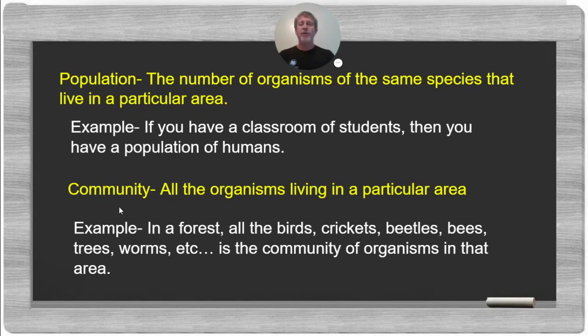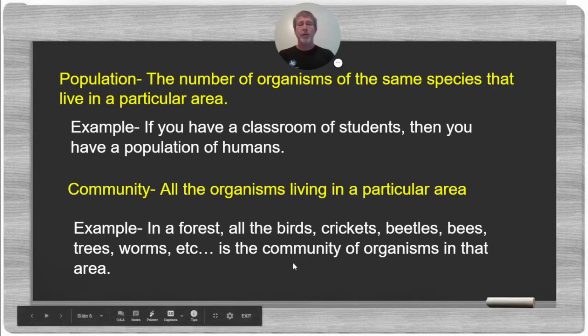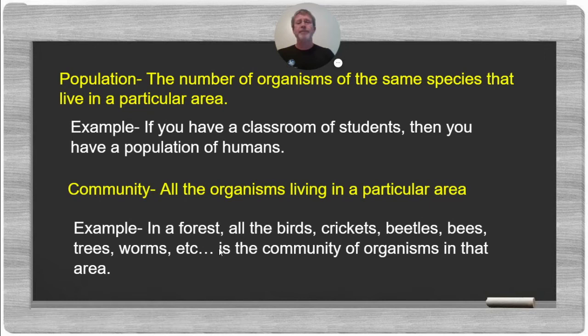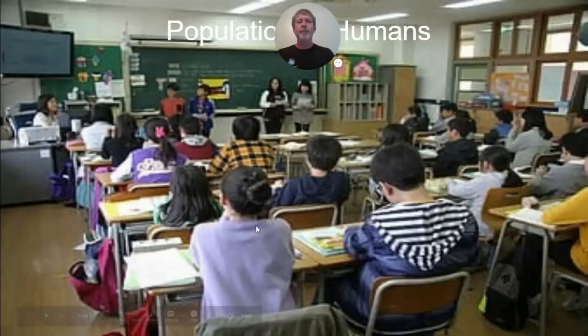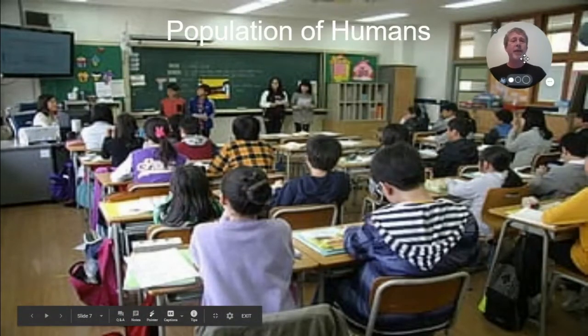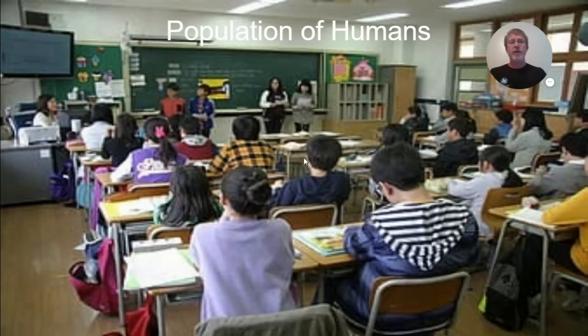Our example of community is like a forest. And in that forest, when you're talking about a community, you're talking about everything in that community: the birds, the crickets, the beetles, the bees, the worms, the trees, etc. So, in a forest, a community is all of the organisms in that area. So, here's some quick examples.